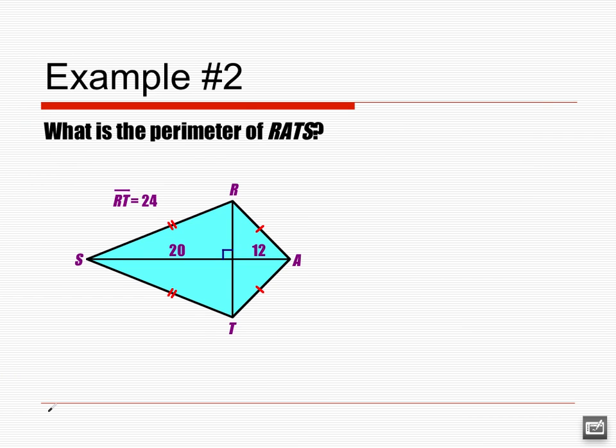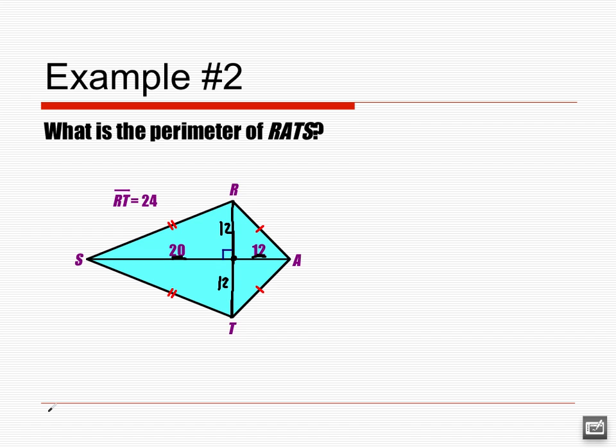Okay, so we are told RT is 24. If RT is 24, remember that one diagonal bisects the other. It's clear that SA is not bisected. The two parts are different. They're 20 and 12. That means RT is bisected. If RT is 24, this little part is 12, and this little part is 12.